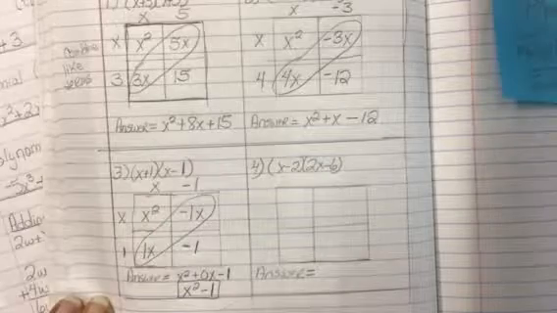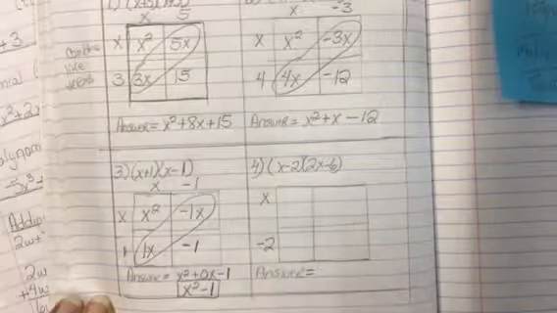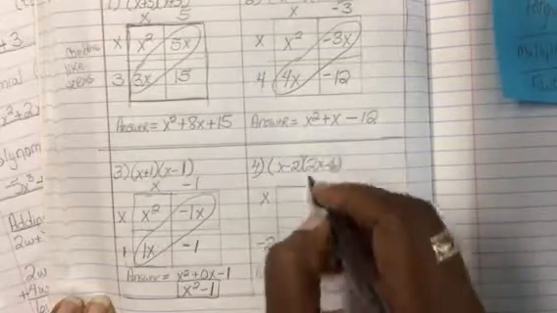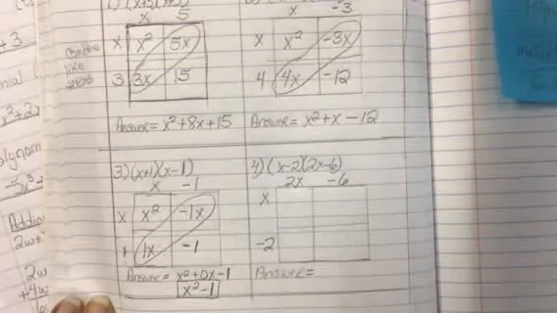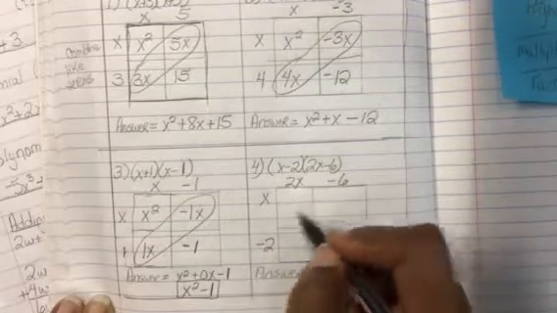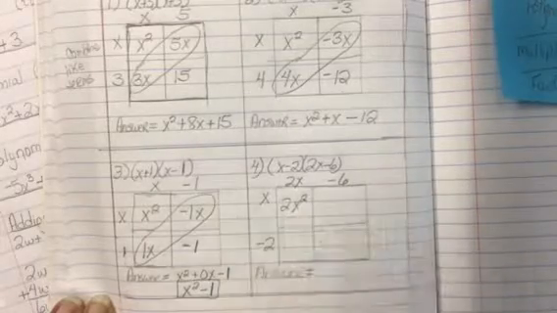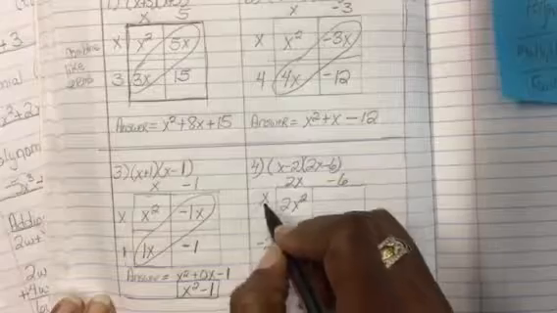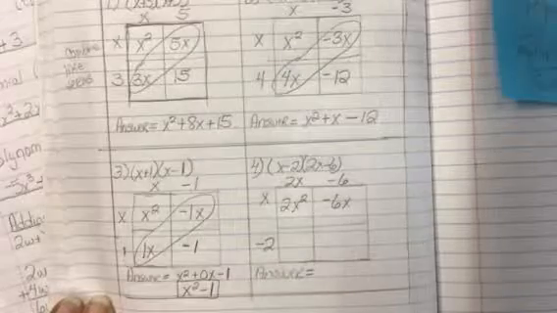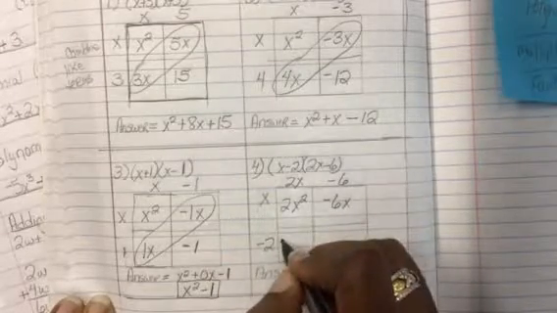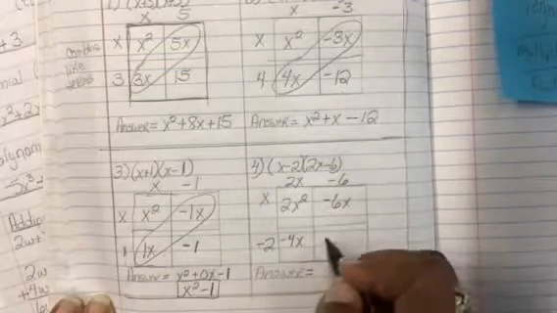My last problem, I'm writing my x and my negative 2 here because there's a subtraction sign. I'm writing my 2x and my negative 6 horizontally. Now I'm ready to multiply in my boxes. X times 2x becomes 2x squared. X times negative 6 becomes negative 6x. Negative 2 times positive 2x becomes negative 4x. And negative 2 times negative 6 becomes a positive 12.